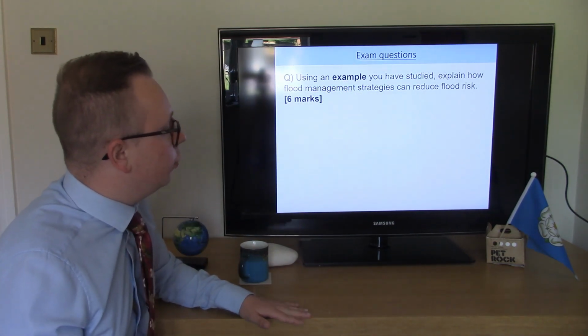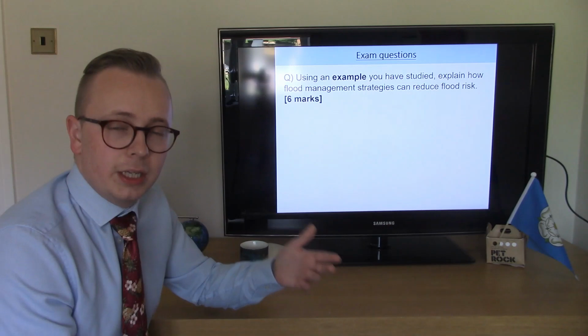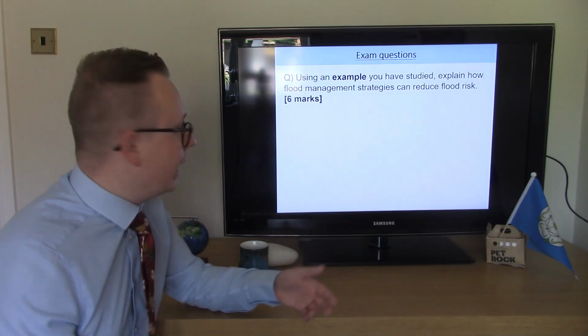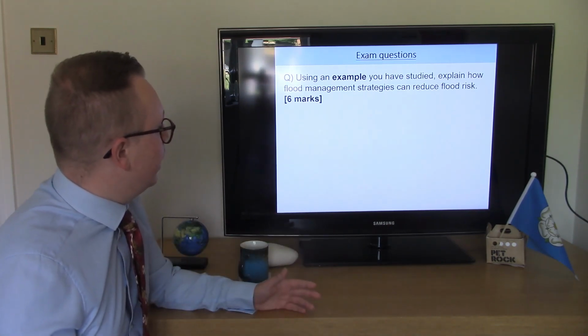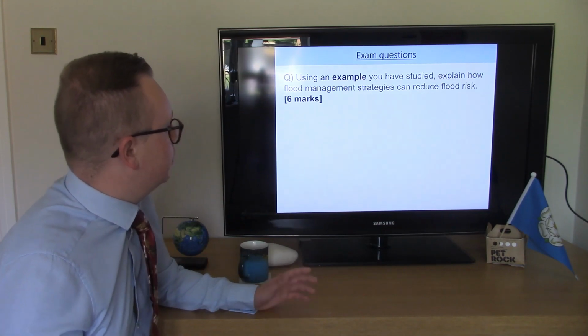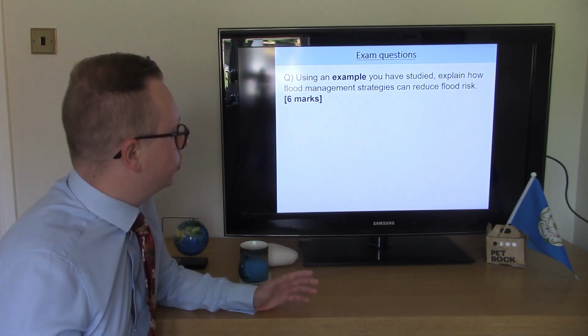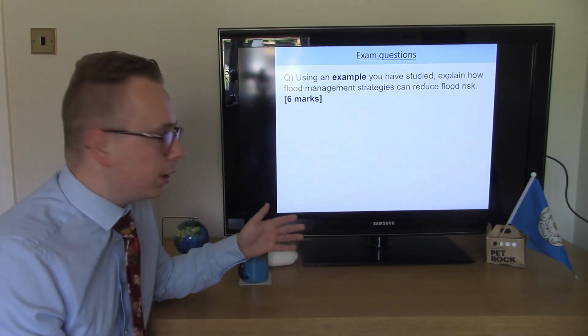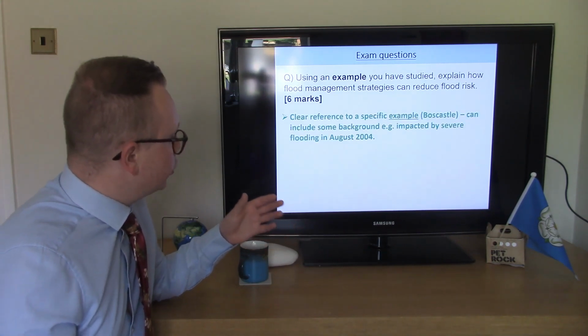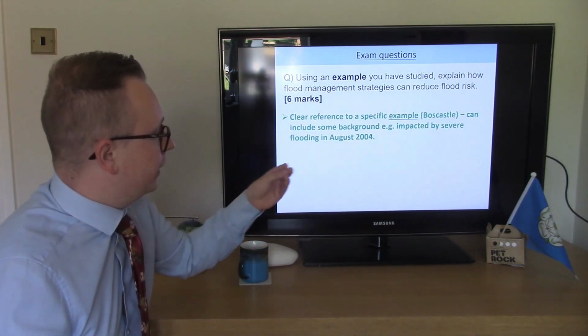So here's a question we could expect. We haven't seen any specific questions requiring an example yet, but it could look something like this. Using an example you've studied, explain how flood management strategies can reduce flood risk. And this one's a 6-mark question. So of course we need to refer to a specific example.